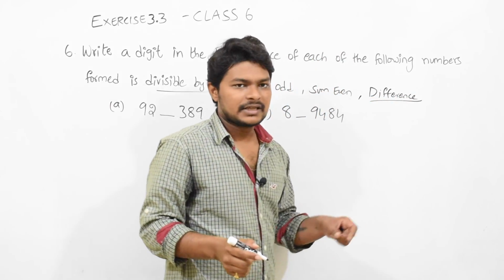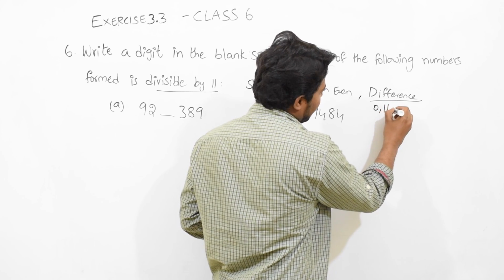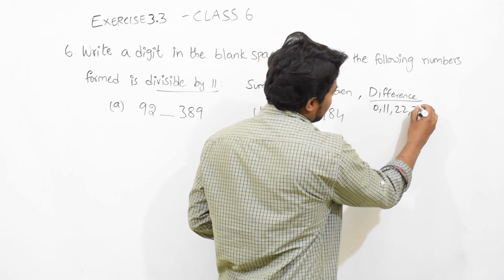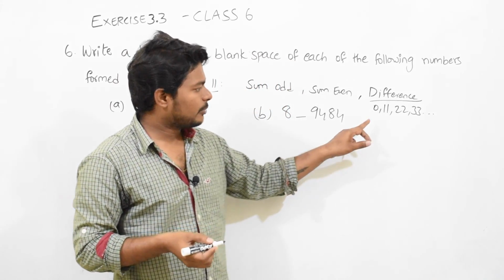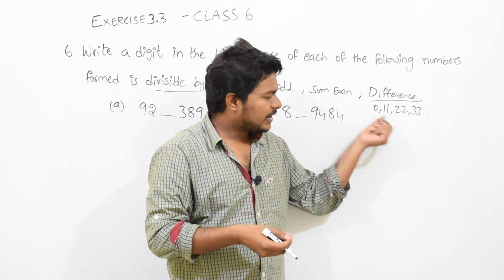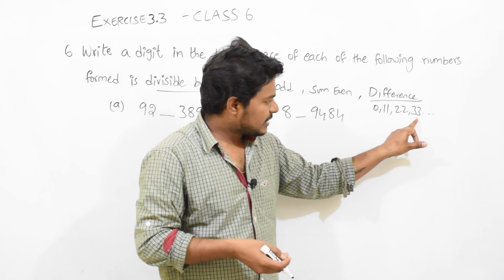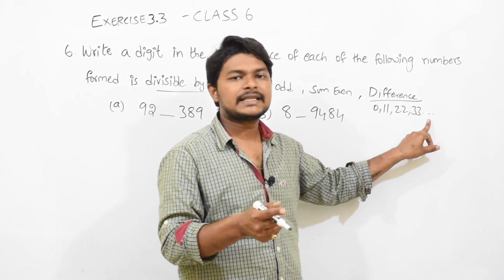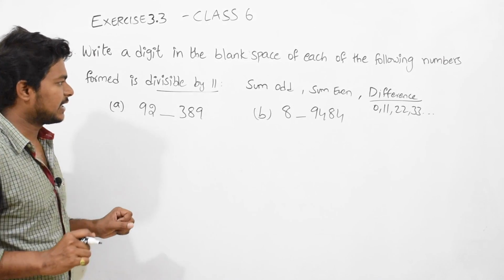If this difference is a multiple of 11, then the number is divisible by 11. You are understanding, right? What do you mean by a multiple of 11? Any number which is divisible by 11 is a multiple of 11. If the difference is any one of these, then we can say it is divisible by 11. Now we will do it practically.